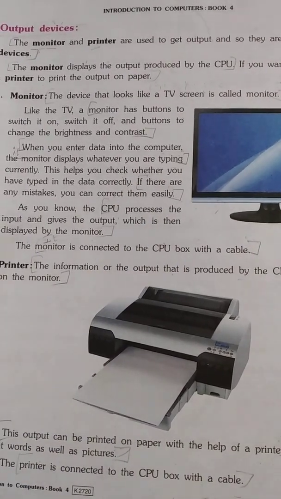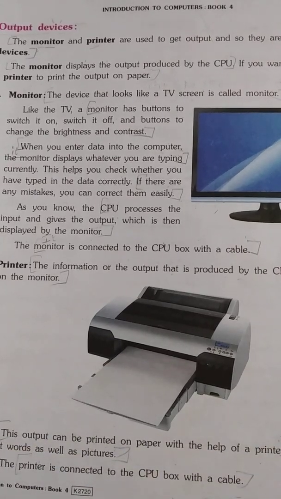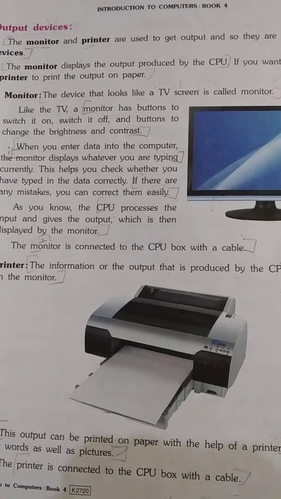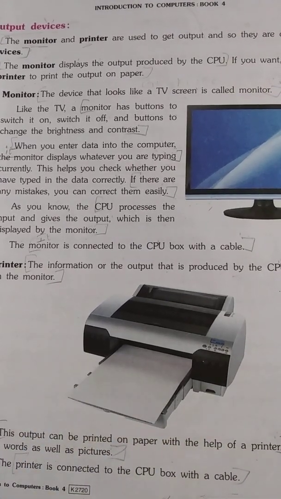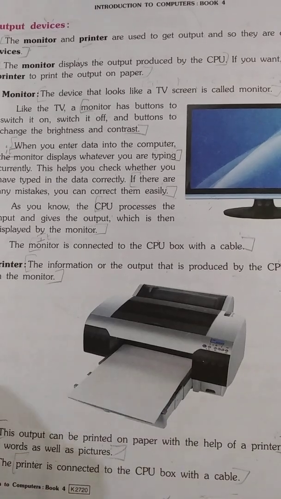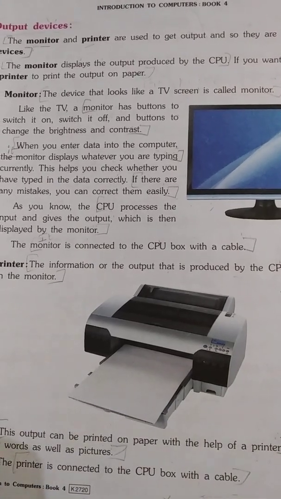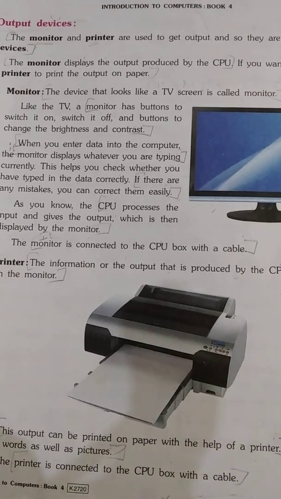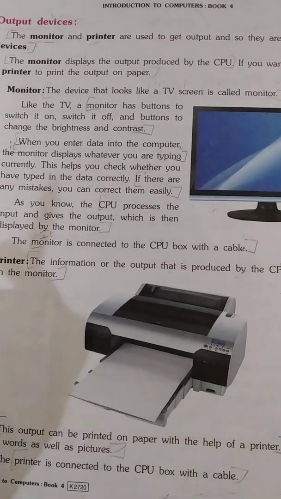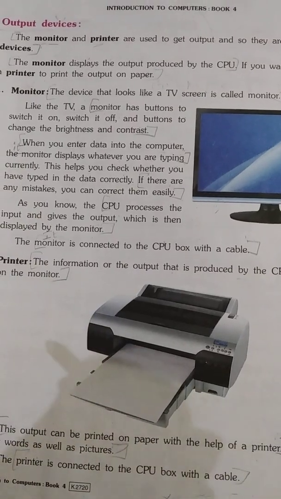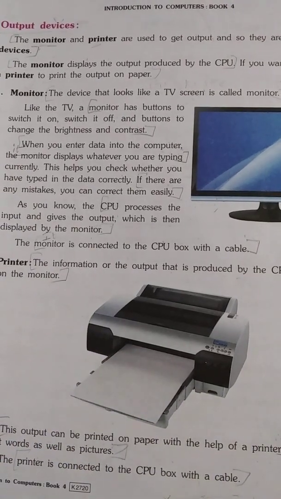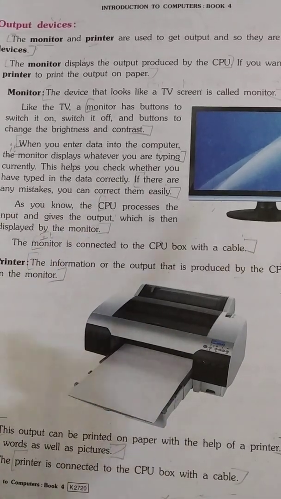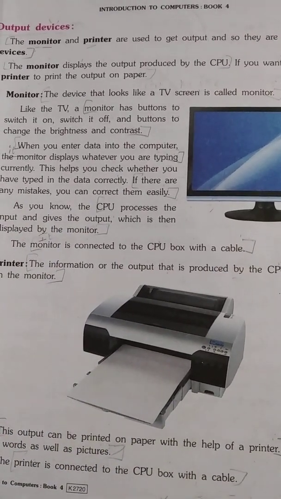So the CPU is the processing unit. Which are the input devices? Keyboard and mouse. Which is the processing unit? CPU. And which are the output devices? Monitor and printer. So we have completed the explanation. I have completed the explanation of lesson number 2.